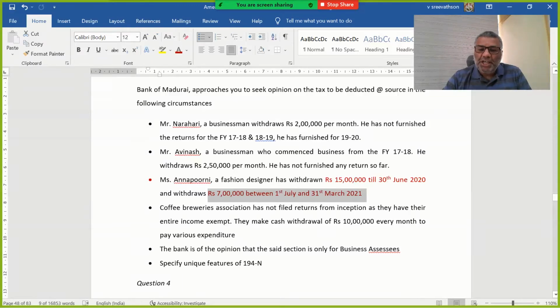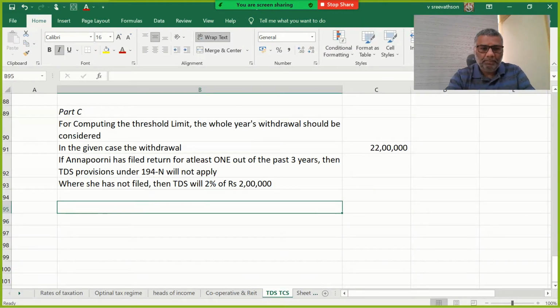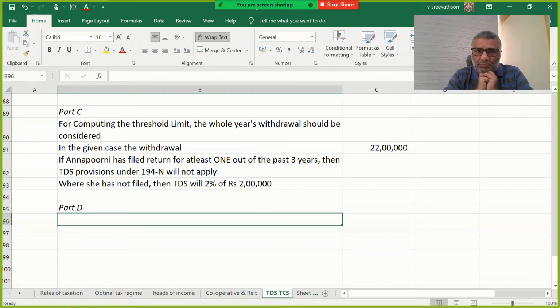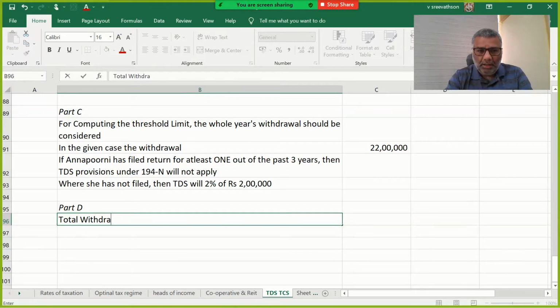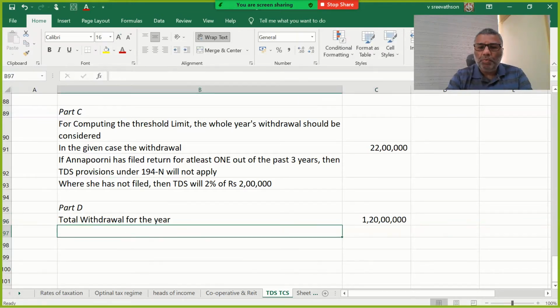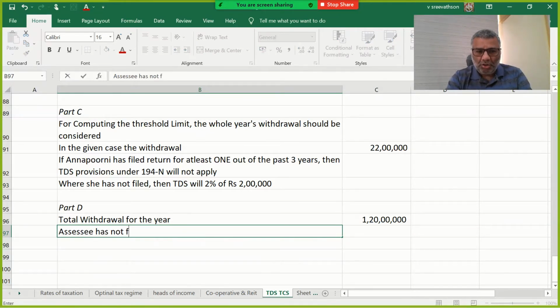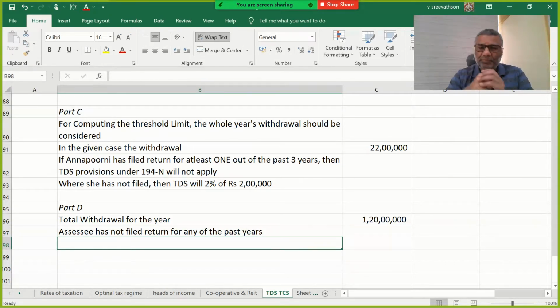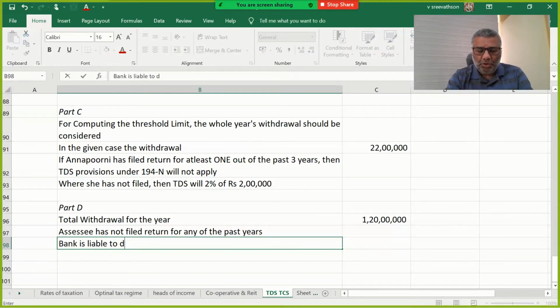Coffee Breweries Association has not filed returns from their inception, as they have their entire income exempt. That does not give them the benefit anyway. They make cash withdrawal of 10 lakhs every month to pay various expenditure. Total withdrawal for the year, 10 lakhs into 12. Assessee has not filed a return for any of the past years. Bank is liable to deduct tax under 194N.